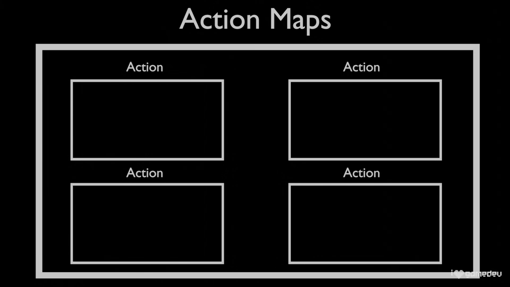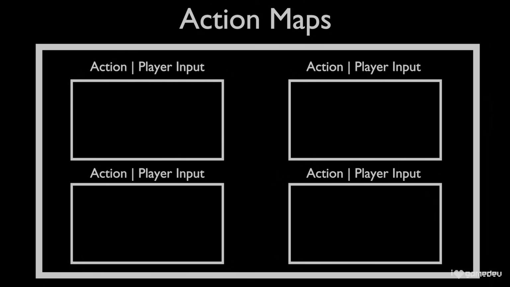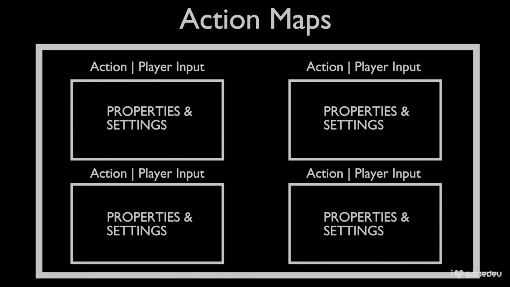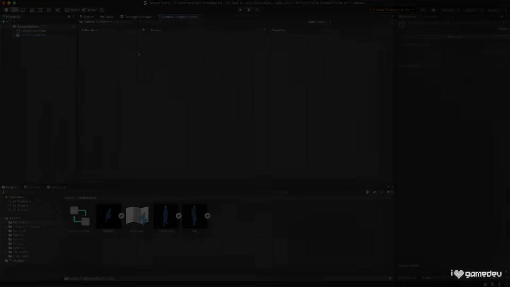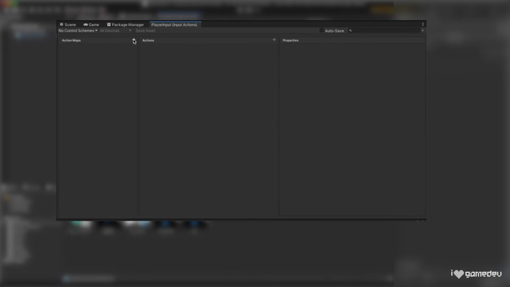Action Maps can be seen as collections of actions, each action being some type of input from the player that will return data for us to use, and each action has properties, which are modifiable in the Properties section when actions are selected. This will be easier to understand with today's example.